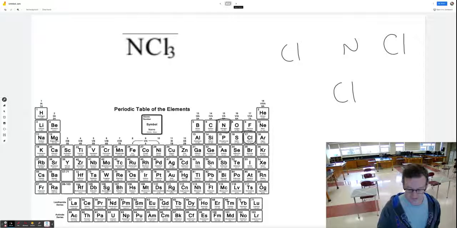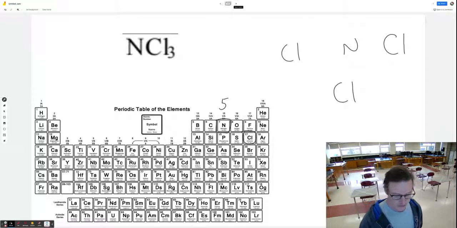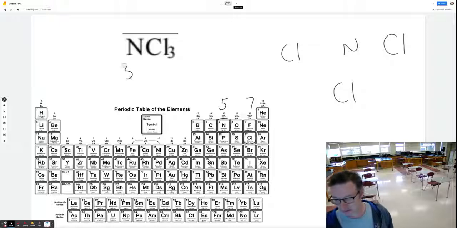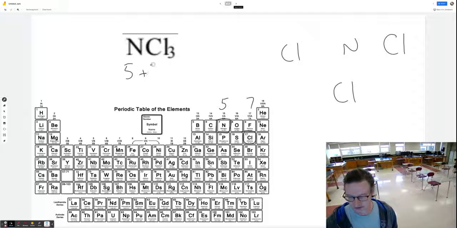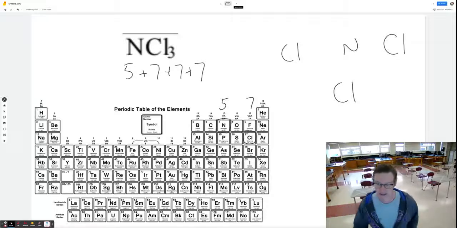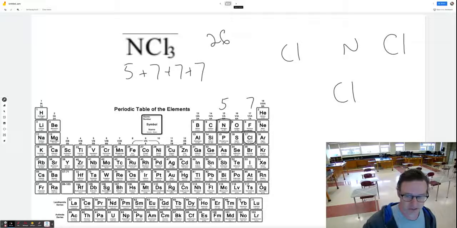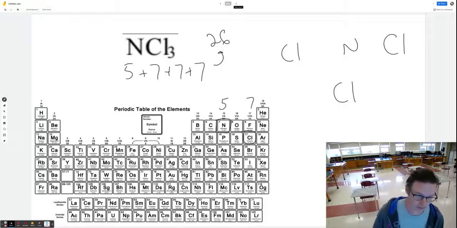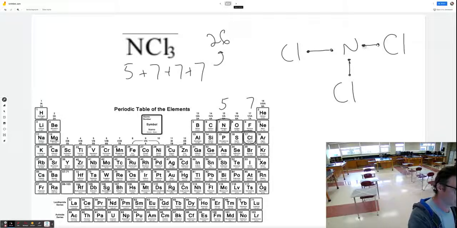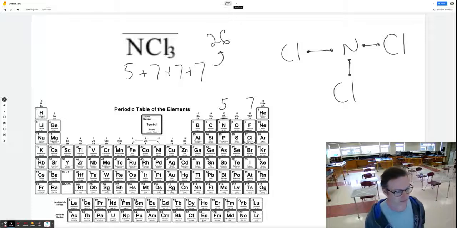Okay, now, valence electrons. Nitrogen is in group 15, chlorine is in group 17. So 5 for nitrogen plus 7 plus 7 plus 7 for the 3 chlorines. That's 26 total valence electrons. Start by making bonds. Okay, so that's 6. I've got 20 left.